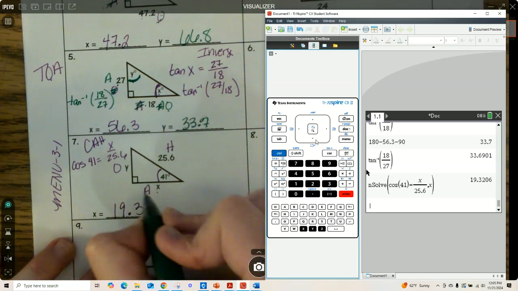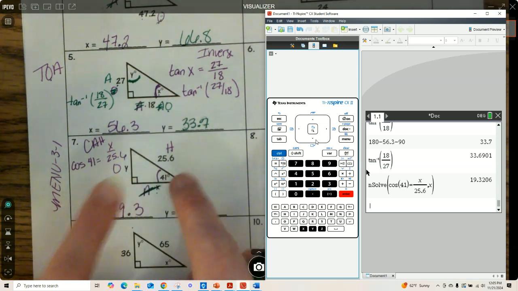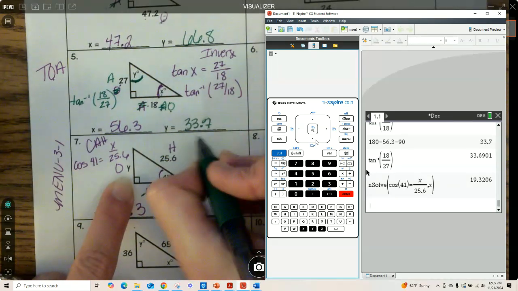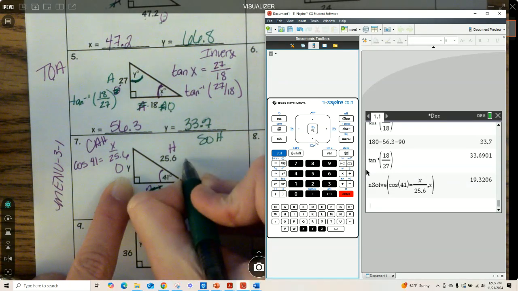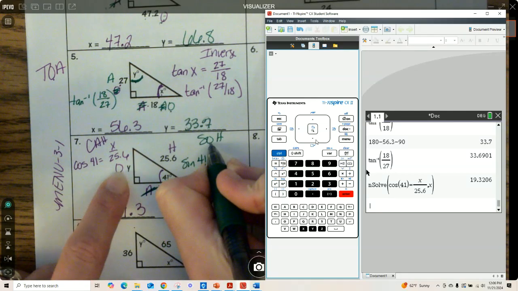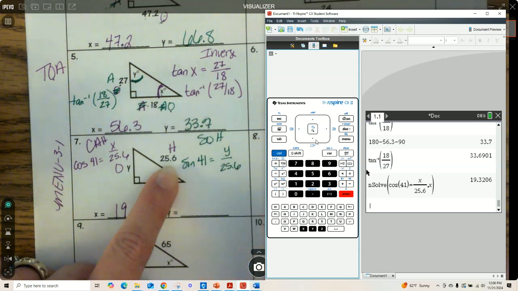I found the x, so I don't want to use that adjacent side anymore. Because remember, we try not to. So then you could do a squared plus b squared. You could, or what else could I do? So I could do Pythagorean, but what else could I do? What do O and H go with? Sine. So I could do the sine of the angle, opposite, which is y, over the hypotenuse.